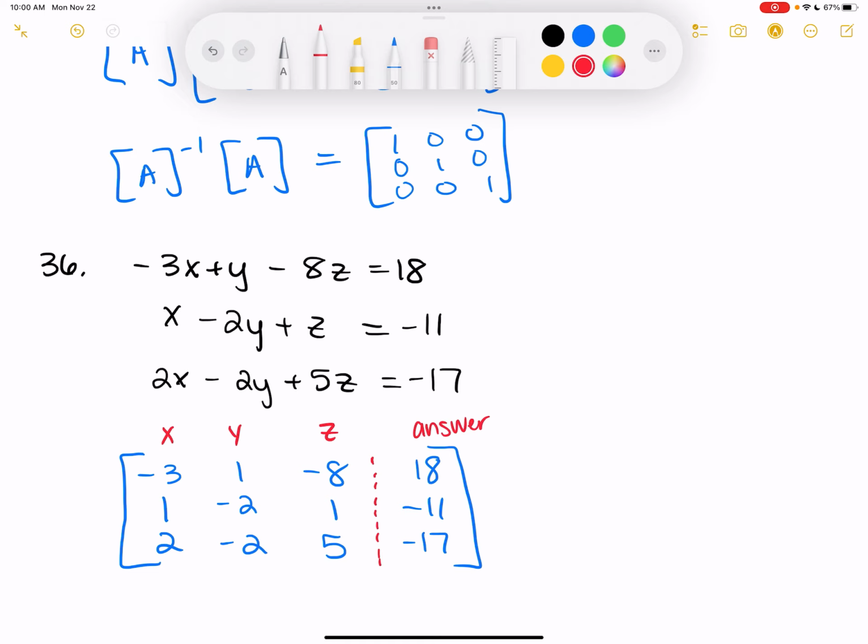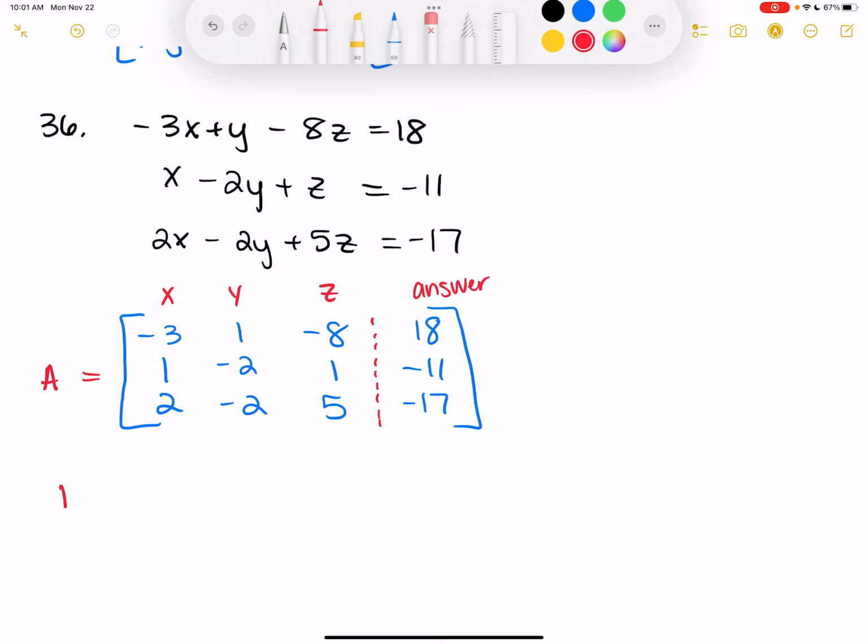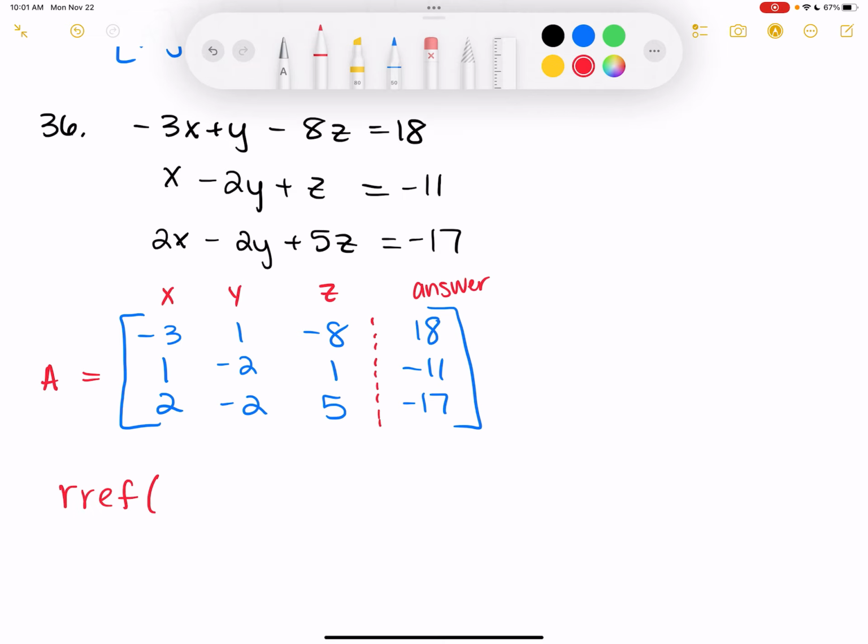There's a function on your calculator called RREF. Row reduced echelon form is what it stands for. I'm not going to ask you to remember that, but RREF is what we're going to be looking for. So we're going to store this in matrix A, and then we're going to do the RREF of matrix A. Before we do this, there is also a row echelon form, just an REF. So always make sure you choose the RREF, or your answer will be very different.